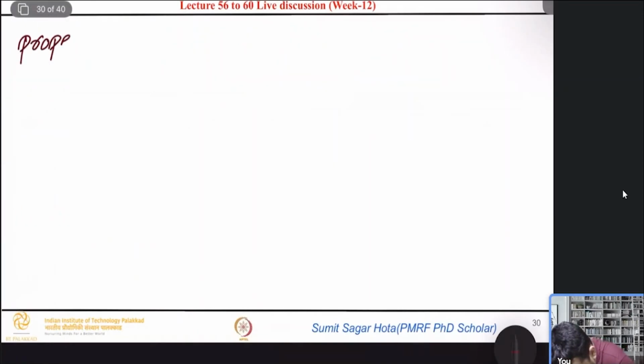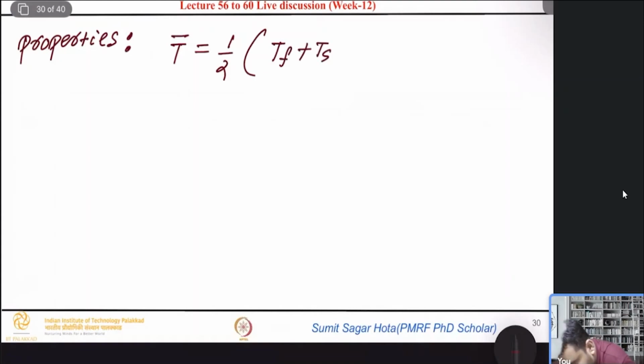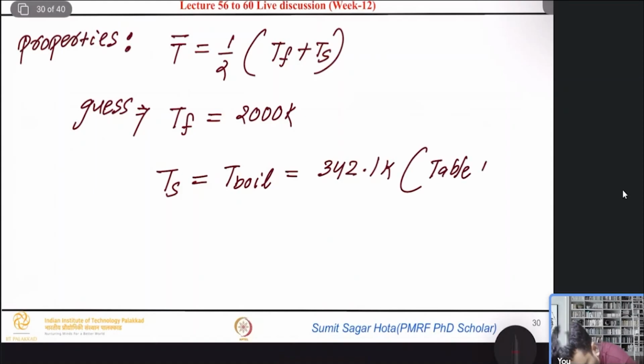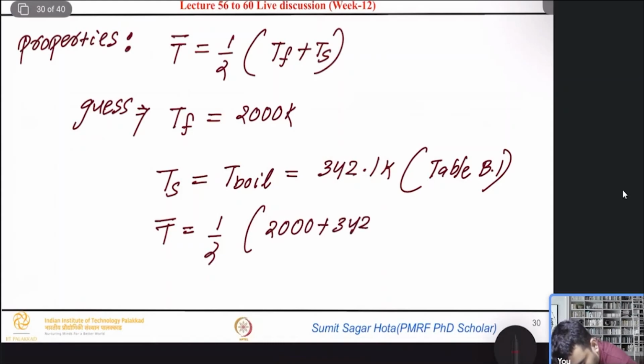Properties. T bar is equal to 1 by 2 (TF plus TS). Gas TF, let it be 2000 Kelvin. Then TS equal to T boil equal to 342.1 Kelvin, which is from table B.1. What is the T bar? T bar is equal to 1 by 2 times (2000 plus 342.1), which is 1271 Kelvin.